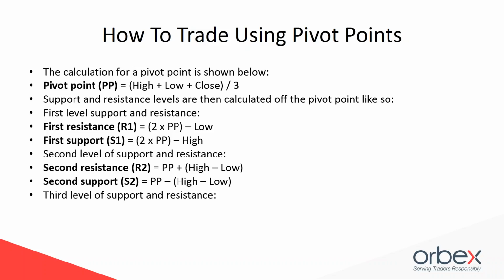So now the third support and resistance levels are also calculated as shown. The third resistance area equals the high plus 2, and then you add to it the pivot point minus the low.